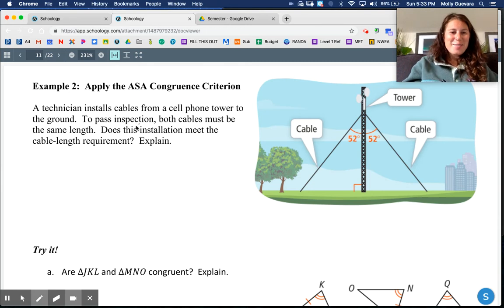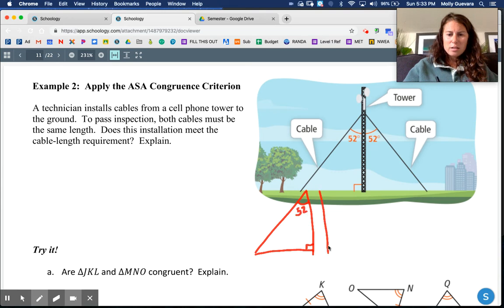To pass inspection, both the cables must be the same length because otherwise the tower would be leaning. Does this installation meet the cable length requirement? Explain. So the question is asking us, are these two cables the same length? So what I'm going to do is draw these two triangles separately. And again, this is something that we did last time in the last video as well. And I apologize that my drawings are so awful, but that's okay.